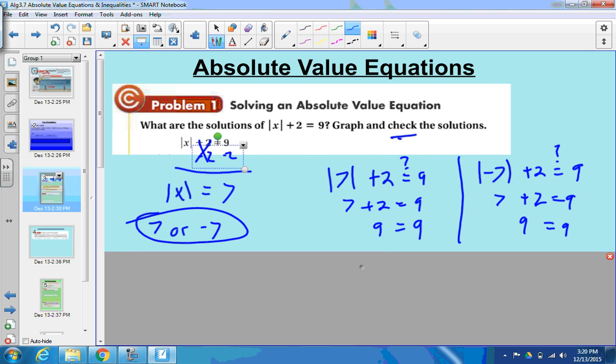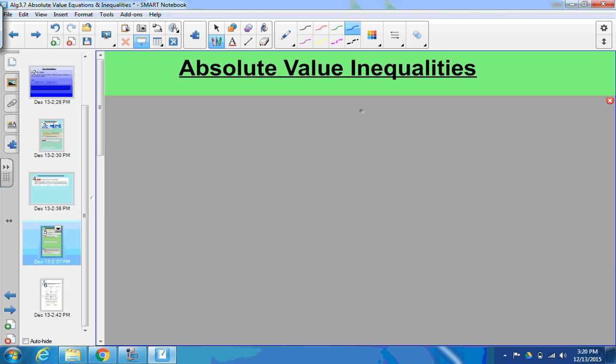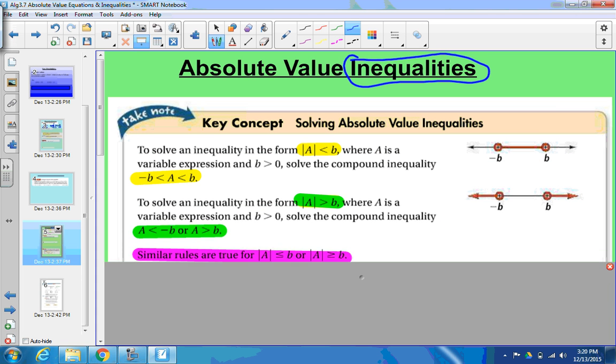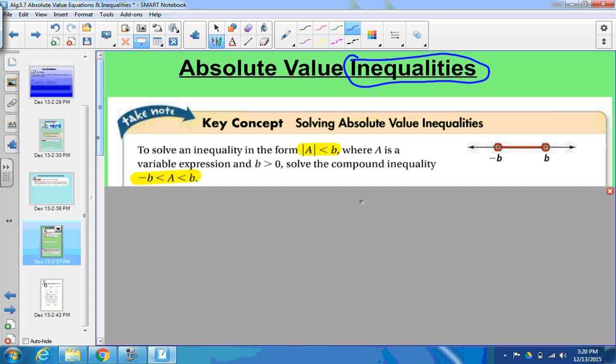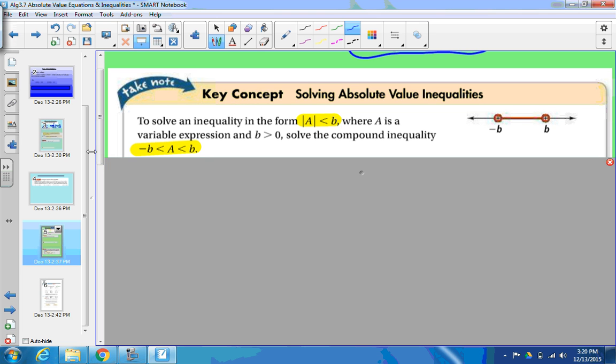Now what we're going to do today is deal with absolute value inequalities. Maybe I should stress the inequalities part, because we're not just dealing with equations, we're going to have inequalities. So here's a key concept that I'd like you to see when you're solving absolute value inequalities. It says here, and the highlighted parts are the most important parts, to solve an inequality in the form the absolute value of a is less than b, where a is the variable expression, b has to be greater than 0, it can't be negative.